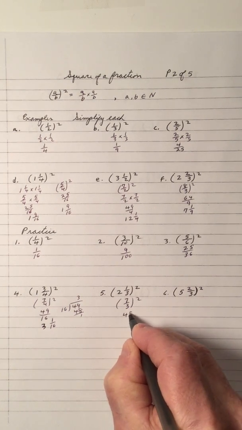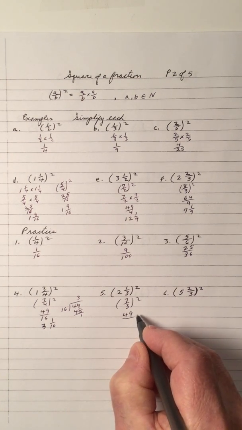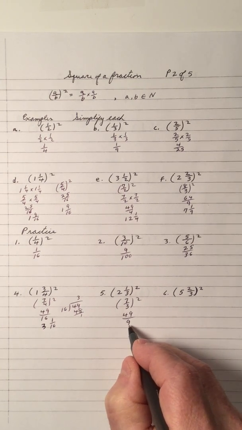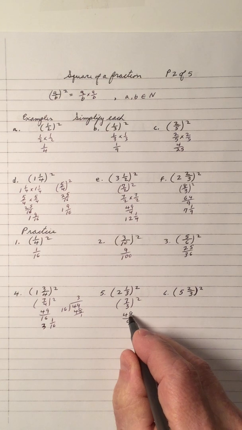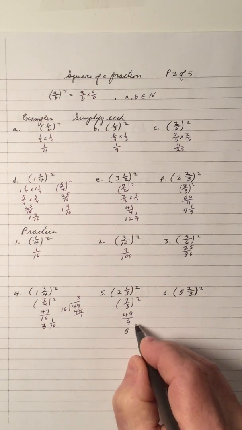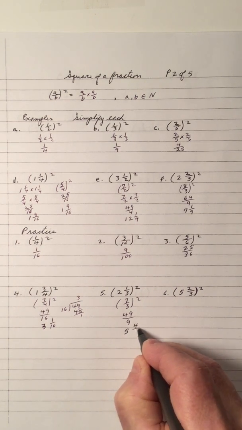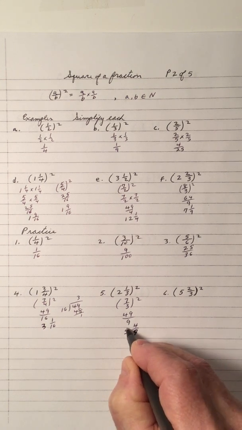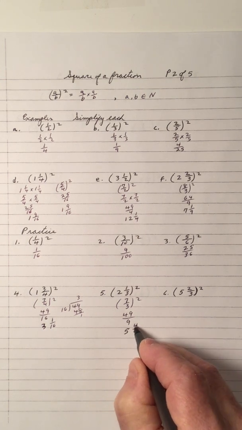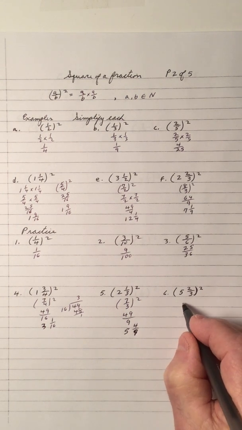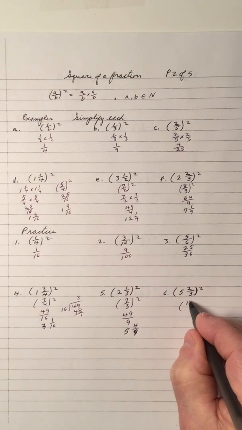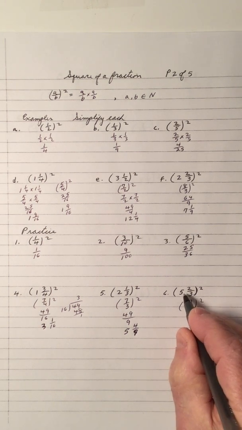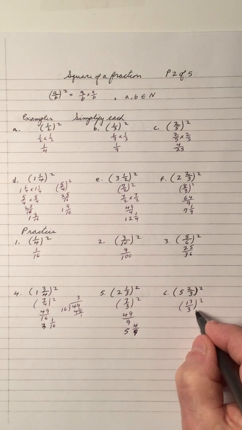2 times 3 is 6 plus 1 is 7. 7 squared is 49 over 3 squared, 9. 5 nines are 45, and there's 4 left over. Over 9, sorry. So 5 nines are 45 plus 4 is 49. And we have 17 over 3, because 5 times 3 plus 2.